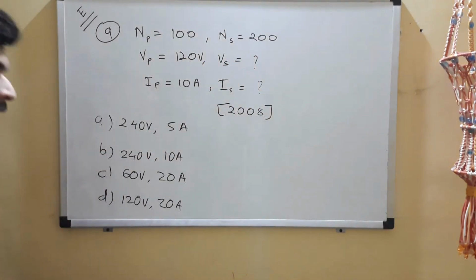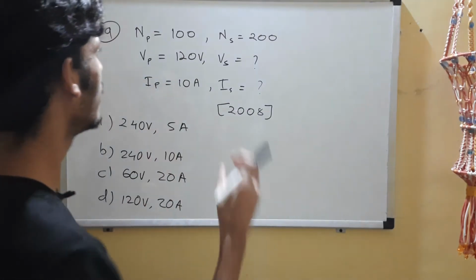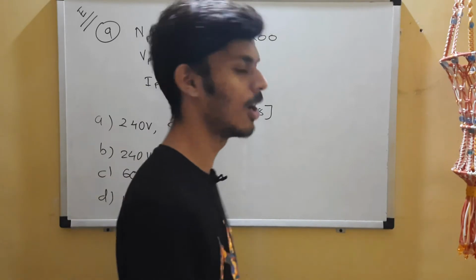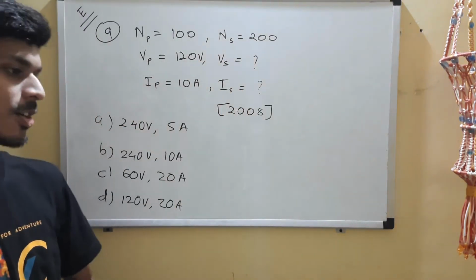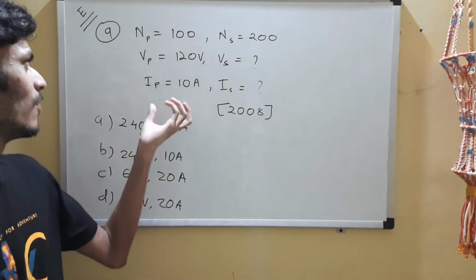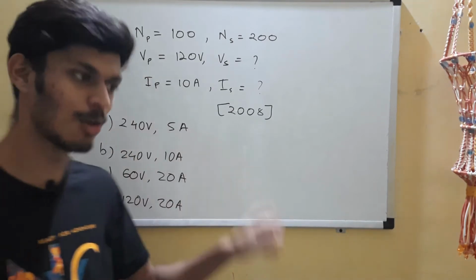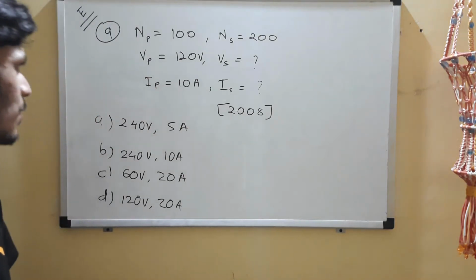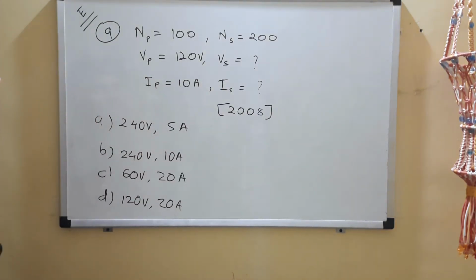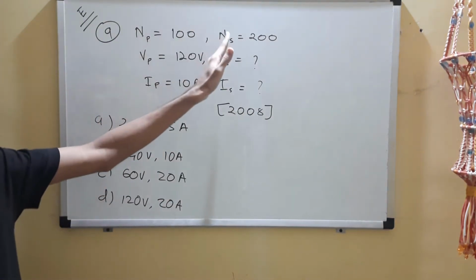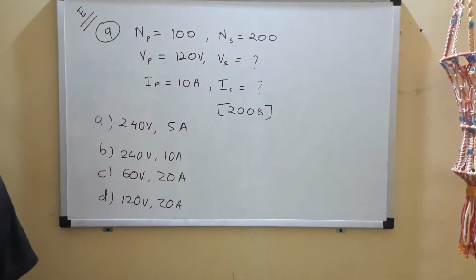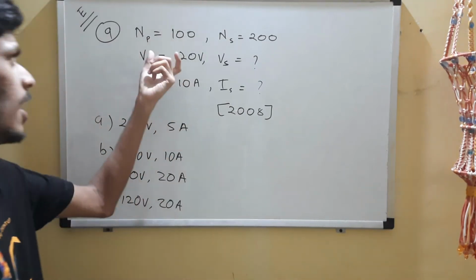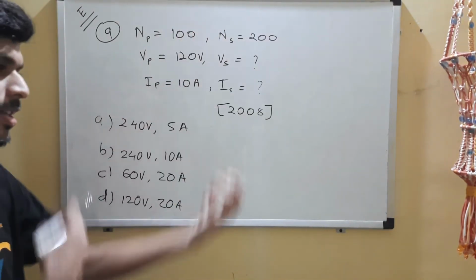Okay, so it is given that the number of turns in the primary coil is 100, the number of turns in the secondary coil is 200, the voltage across primary coil is 120 volts, the voltage across secondary coil is something which we will find out, the current in the primary coil is 10 amperes, and the current in the secondary coil is something we will find out. Here you can see that the number of turns in secondary is 2 times the number of turns in primary, right? 100 to 200, so the number of turns is doubled.